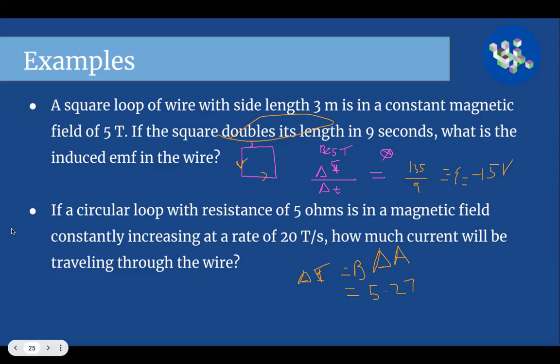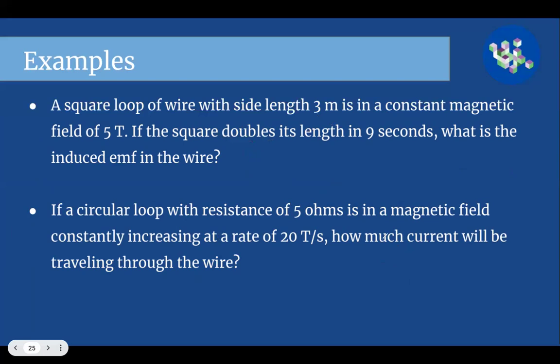Okay, let's do the second problem. If a circular loop with resistance of 5 ohms is in a magnetic field constantly increasing at a rate of 20 Tesla per second, how much current would be traveling through the wire? Okay, this is my circular loop, so say it has radius little r.